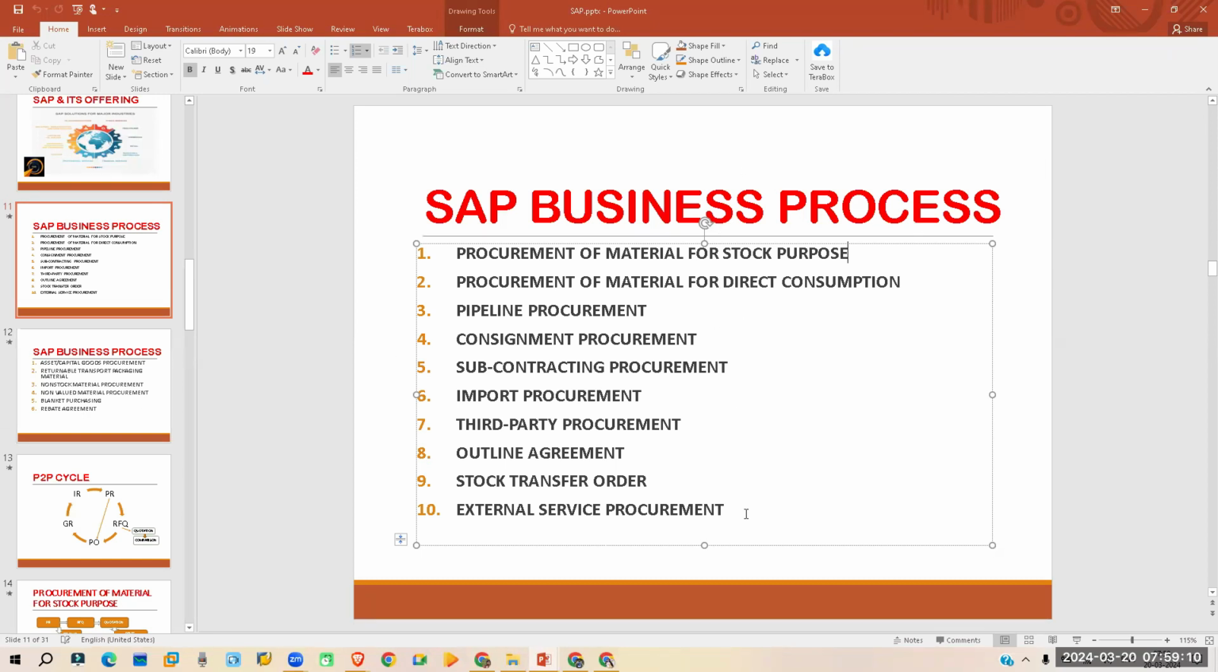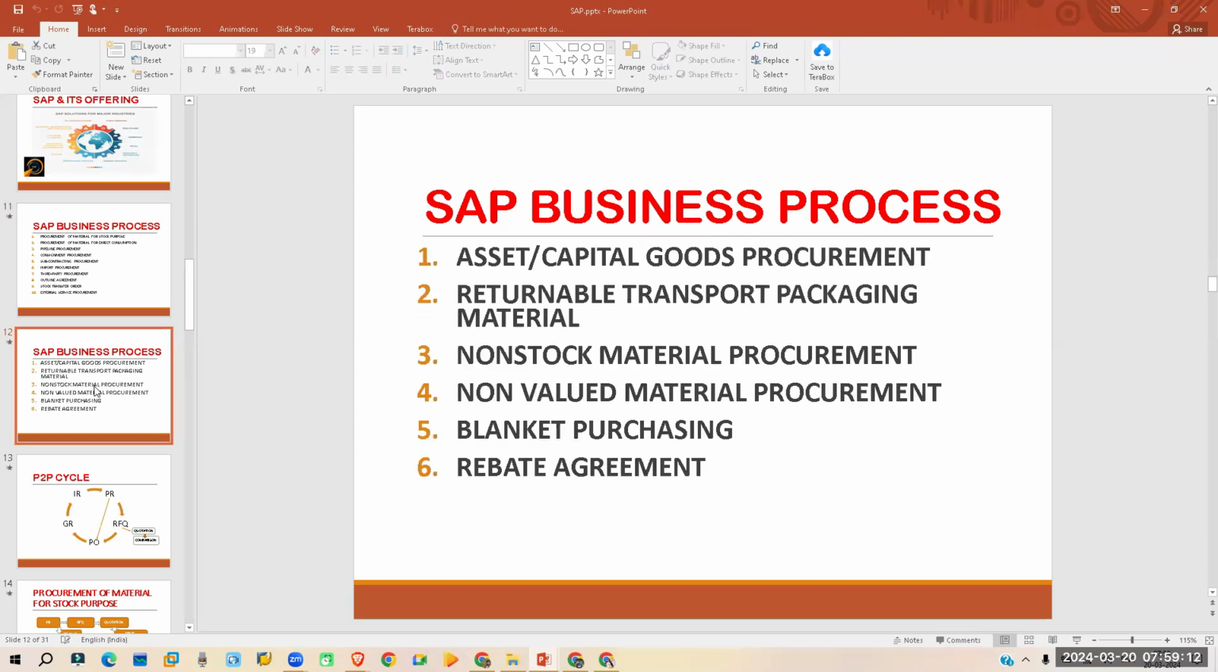After these 10 business processes, there are some other business processes also, like asset or capital goods procurement, returnable transport packaging material, non-stock material procurement, non-valued material procurement, blanket purchasing, rebate agreement. These are also some of the processes some companies or some clients are using. Some clients might be using one of the processes, some clients might use two or three of the processes, but these are not commonly used.